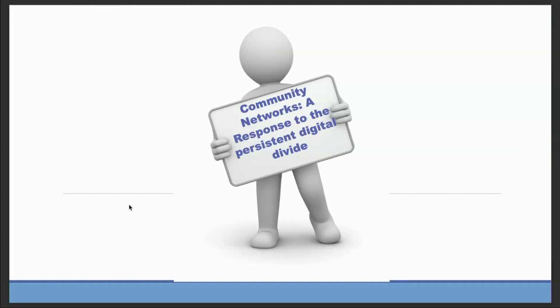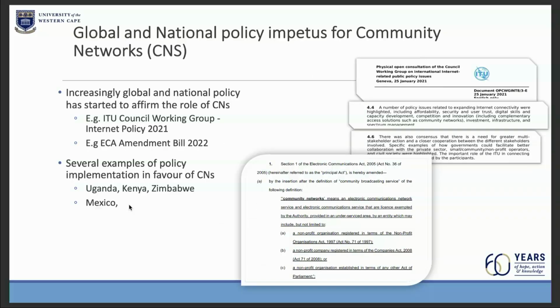So, community networks, a response to the persistent digital divide. My idea of community networks in this presentation is quite different from what you've just heard. There's been increasing advocacy and policy around community networks, such as at the level of the ITU, and then our own ECA amendment bill.